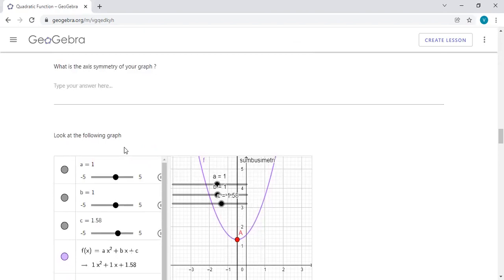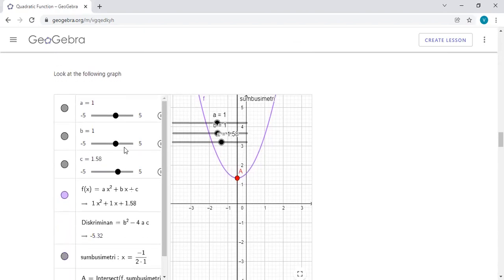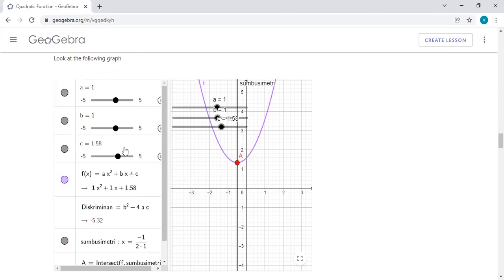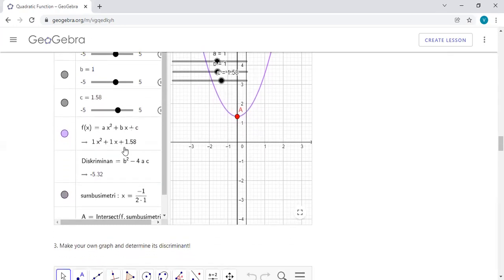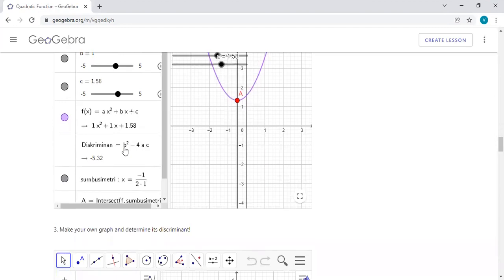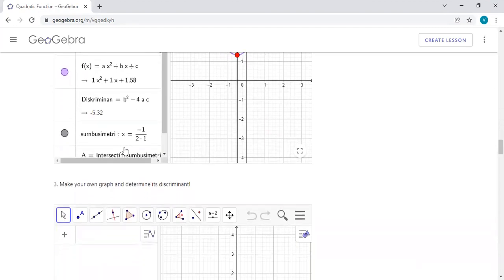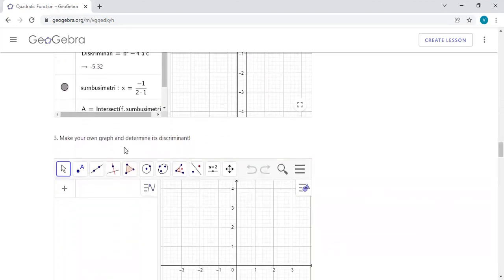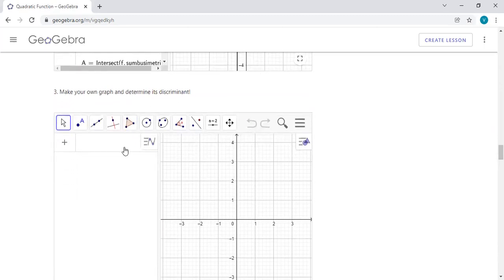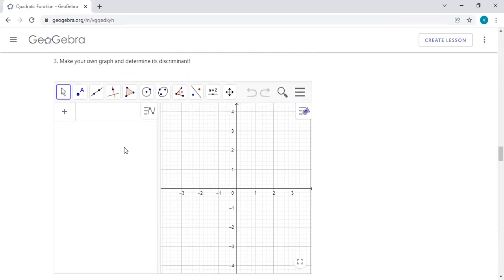In problem 3, I gave an applet in which the applet can show the discriminant of the graph of the quadratic function. I gave a blank applet again and asked students to grab the quadratic function and determine the discriminant using the applet.